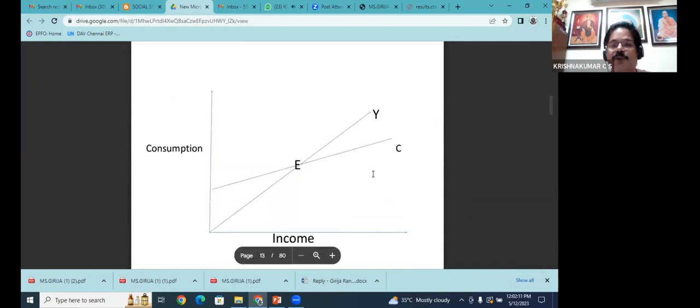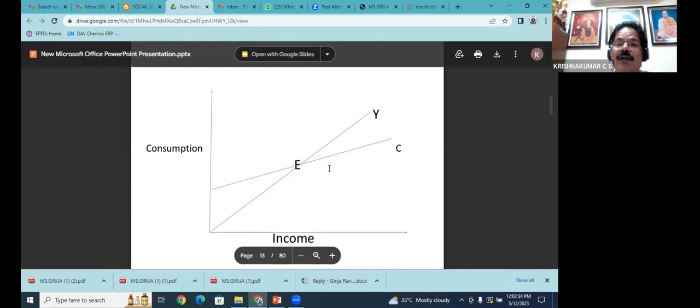This is the curve actually. We have the income curve, which we already know is a 45-degree line starting from the origin. And we have the consumption curve. It is starting from a point on the positive side of the y-axis, because at zero level of income, there is autonomous consumption. It is upward sloping because as income increases, consumption also increases.